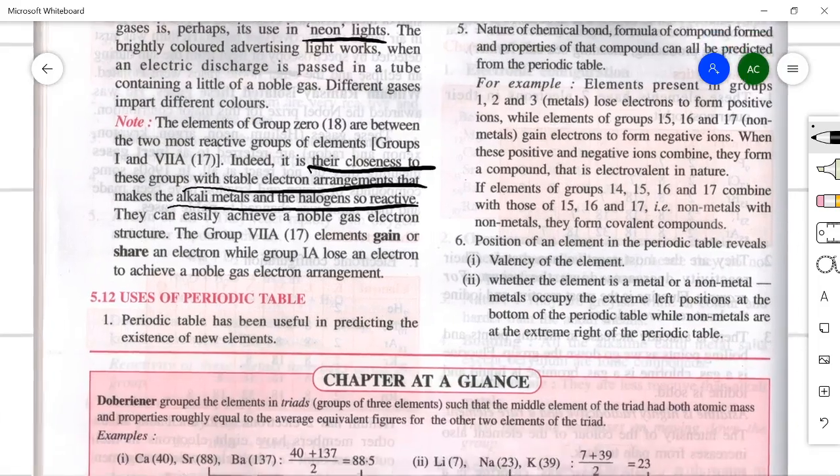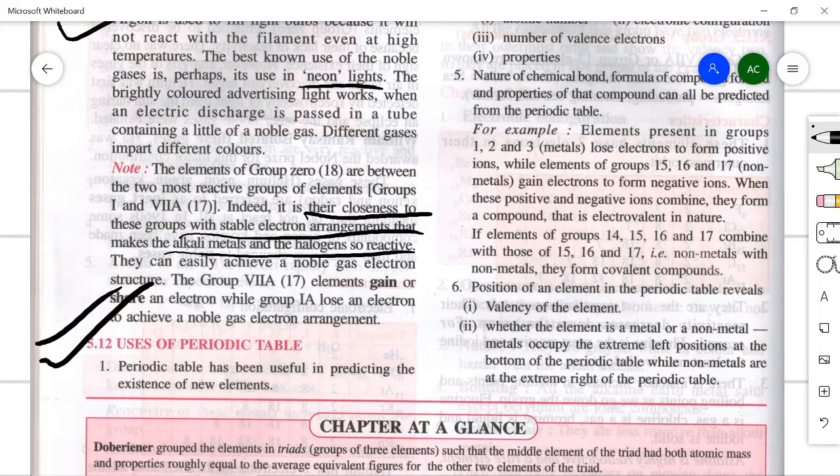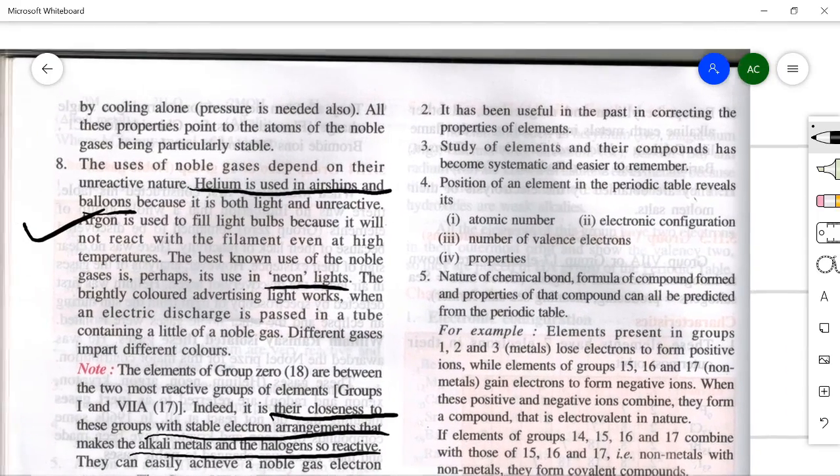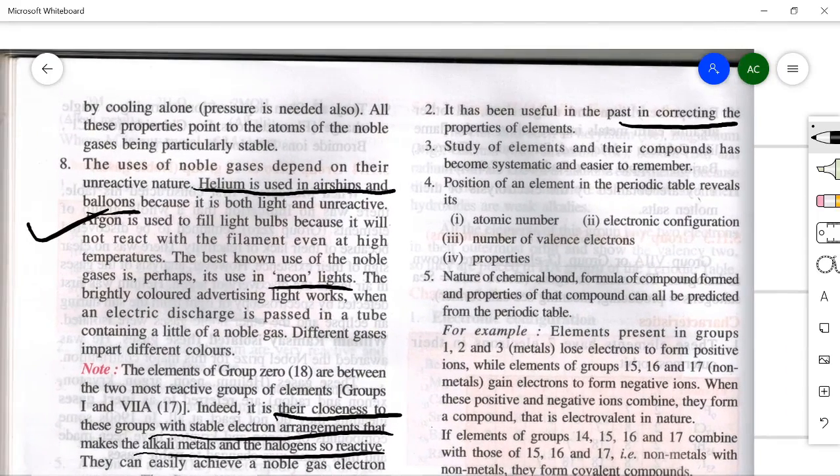Then we have uses of the periodic table. You have to learn the uses. What are the uses of the periodic table? They are useful in predicting the existence of new elements. They are useful in correcting the properties of elements. The study of elements and their compounds has become systematic and easier to remember.